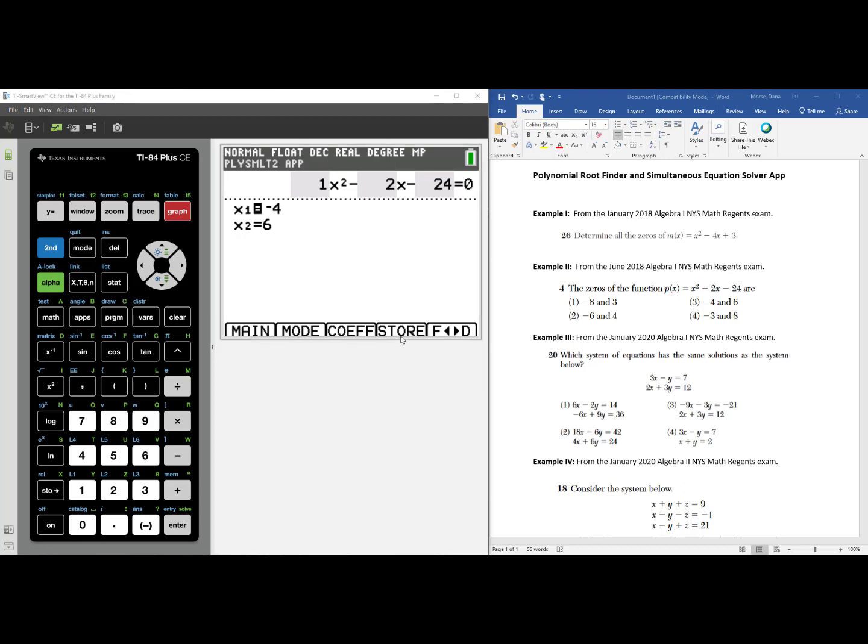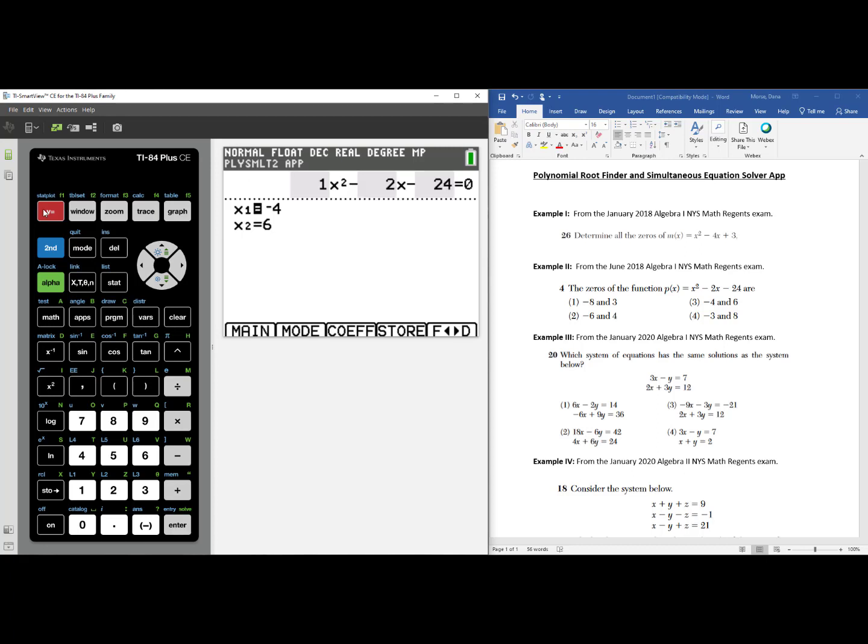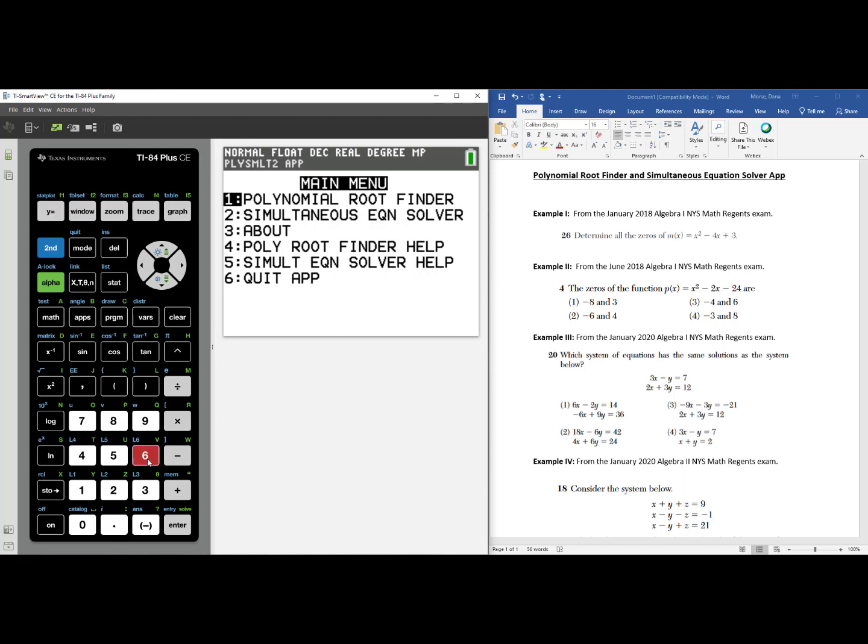Let's go ahead and use this store feature. Store is the trace button, and I will store this polynomial to my y equals. I'll select it, and it says polynomial stored to y1. I'll select the y equals, which is quit. I'll press y equals again to take me to the main menu, and I will quit the app.